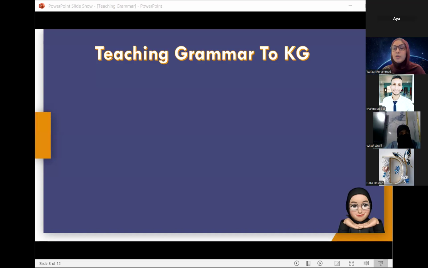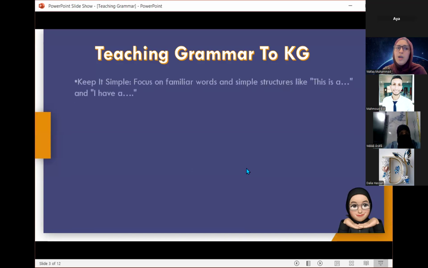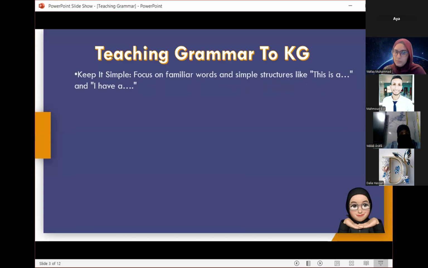Okay, so let's start with the kindergarten. How can we teach grammar to the kindergarten in an easy way? First of all, you need to keep it simple, and you need to focus on the familiar words they learn with you in the class. For example, we have certain structures. We start with this is a, I have a. If you have attended my session Say It Loud, about speaking in the young learners classes, we agreed that we have a kind of speaking which is called formulaic speaking. How do they start speaking? They take the chunks that you teach them and they try to build their own meanings.